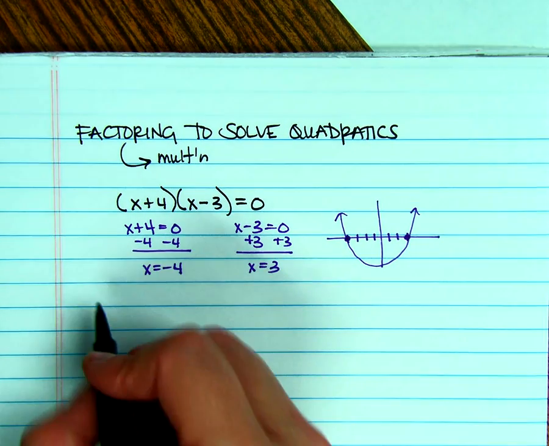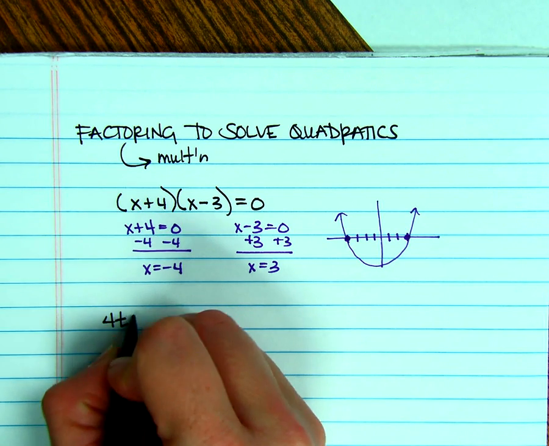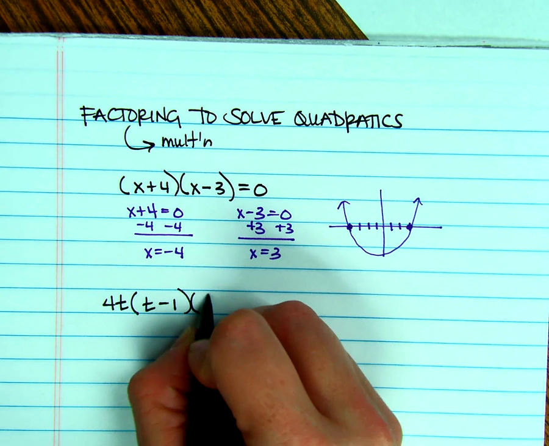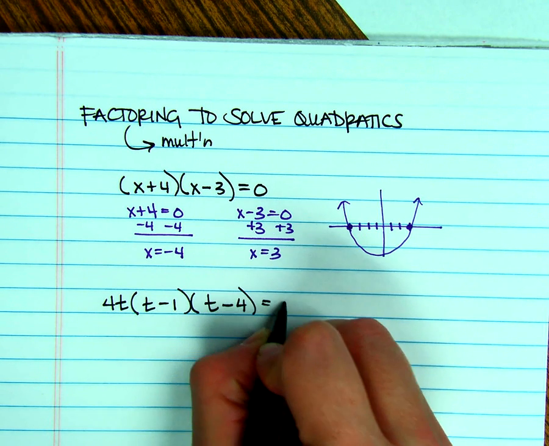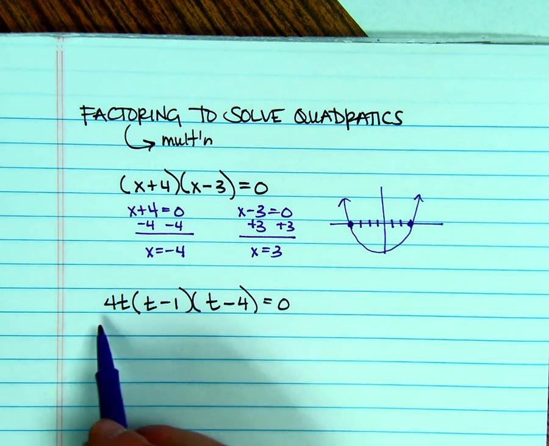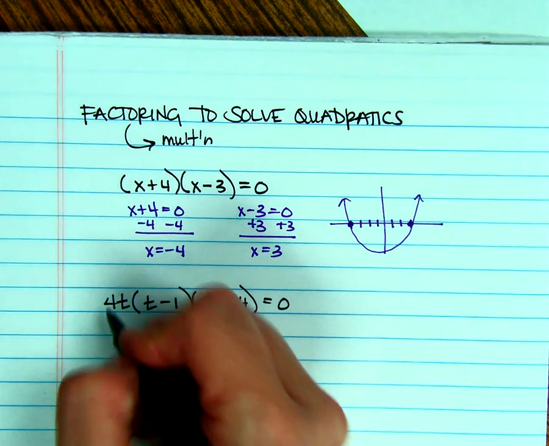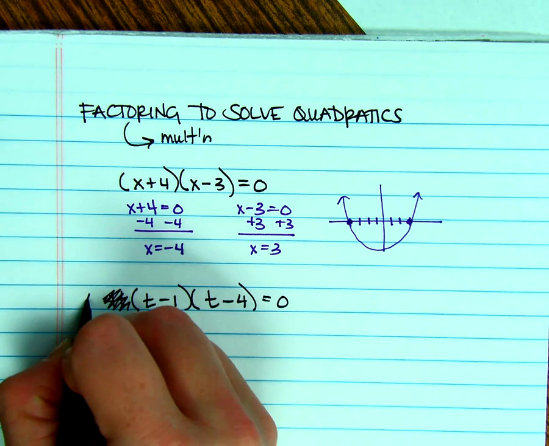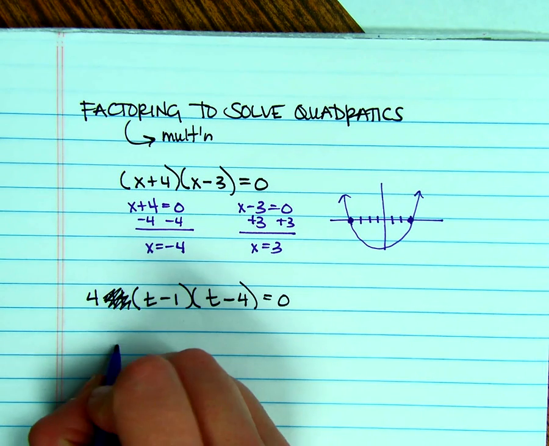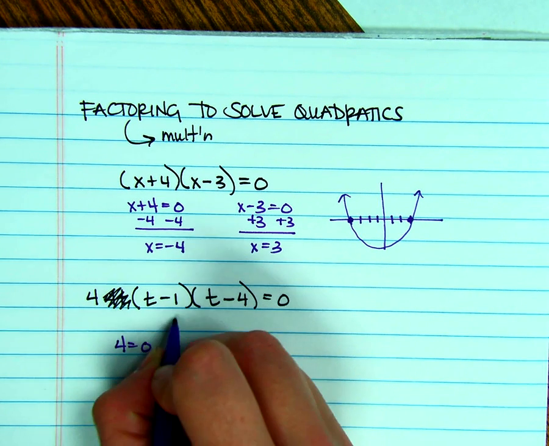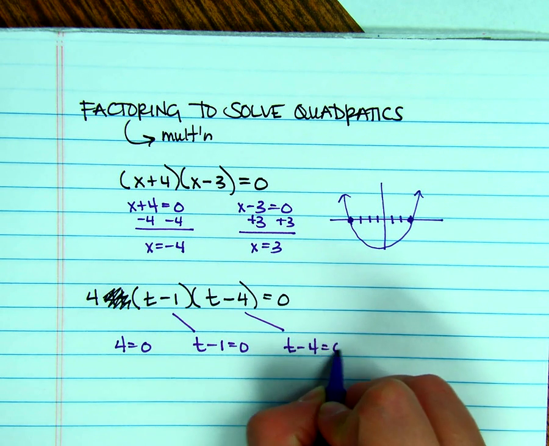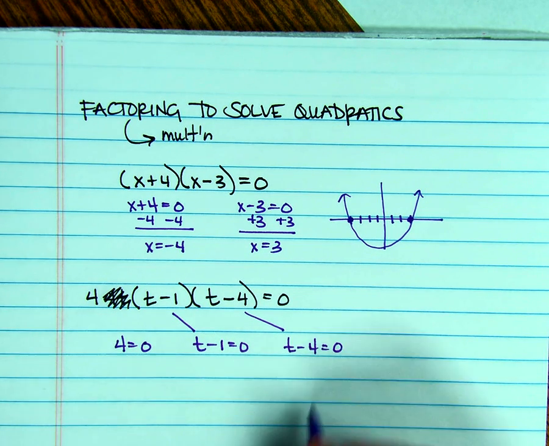If you have something like 4t times t minus 1 and t minus 4, now I have 3 factors. Actually, this is going to be a really bad example because it's going to end up being a cubic. So let's go ahead and get rid of that and just make it a 4. Okay, so it'd be like taking out a GCF, or if you have taken out a GCF. If you put 4 equals 0, t minus 1 equals 0, and t minus 4 equals 0, and solve for the variable, we'll start backwards.